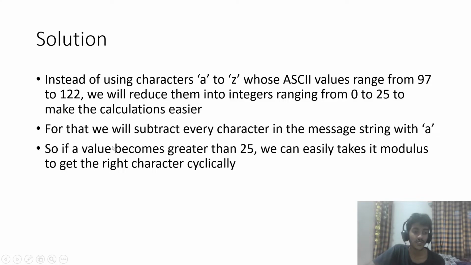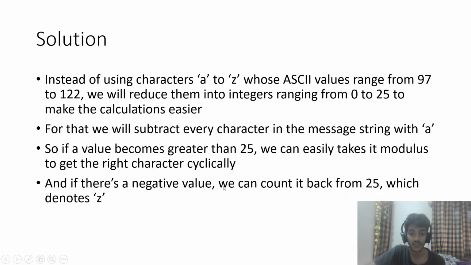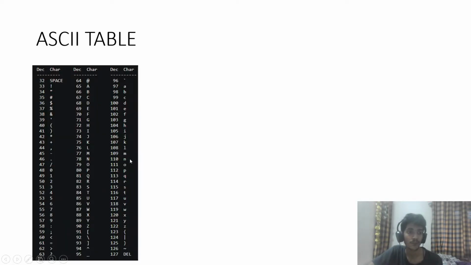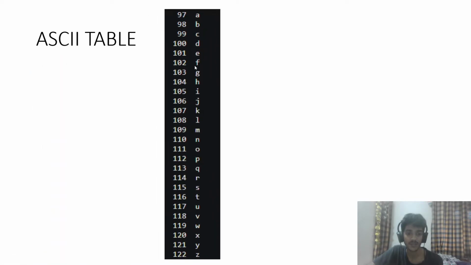We do this because if the value exceeds 25, we can understand that it should cyclically come to the initial part of the alphabet set, so we can easily take the modulus to find the right character. And if there is a negative value, it means that we need to go backside of the alphabet set, that is Z, and count back from there. So I'll show with an example. So this is the ASCII table. We only need to bother about this part of the ASCII table since we only have lowercase alphabets.